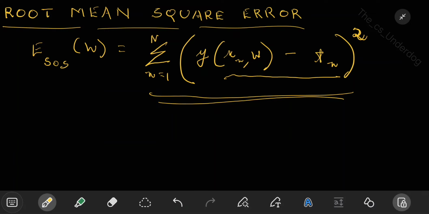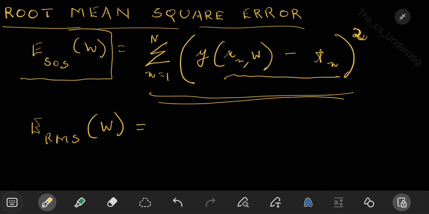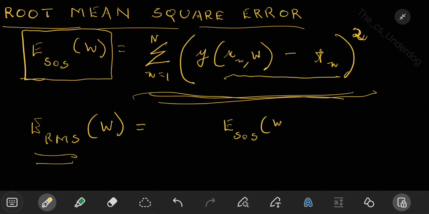Now let's see what is root mean square error, RMS. What is the difference between sum of squares and root mean square? We are considering this sum of squares error as the base, and from that we will get the root mean square. As the name says, it involves root, mean and square. First of all, this is the squared error that you already have, so I'll call it E_SOS, that is the sum of squares error of w.